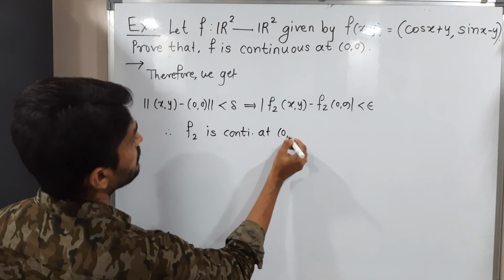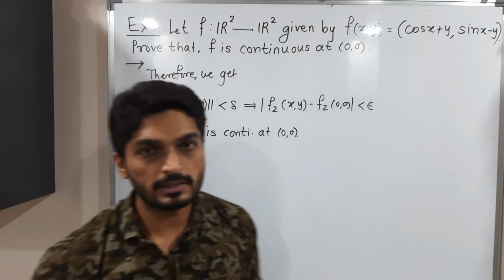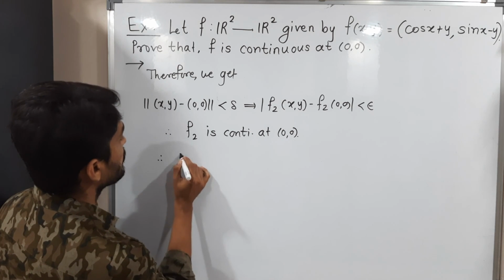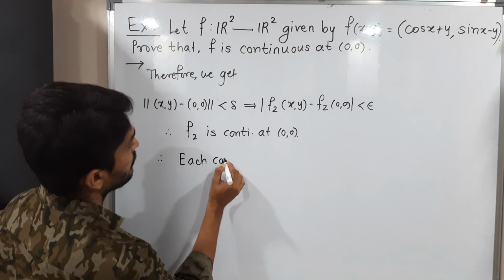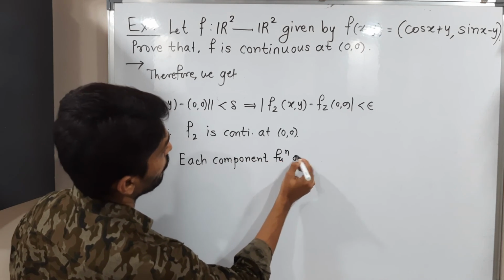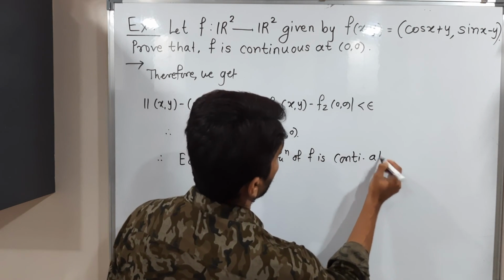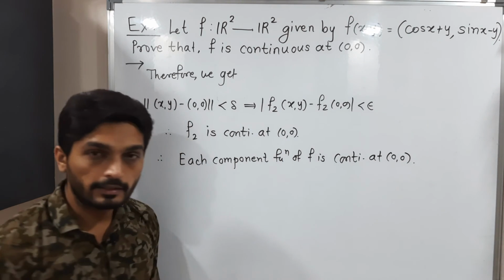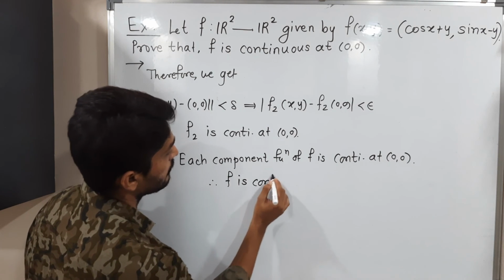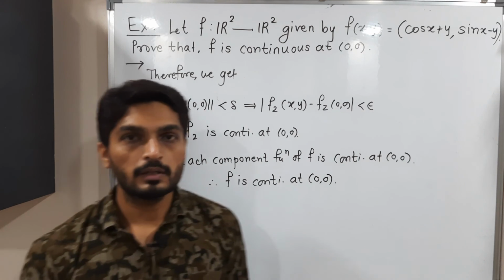So first we proved f1 is continuous at (0,0). Now we are saying f2 is continuous at (0,0). Therefore each component function of f is continuous at (0,0). So therefore we can declare f is also continuous at (0,0). So in this way we completed this example.